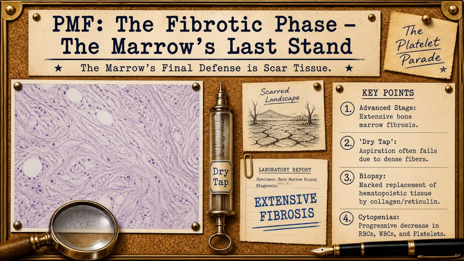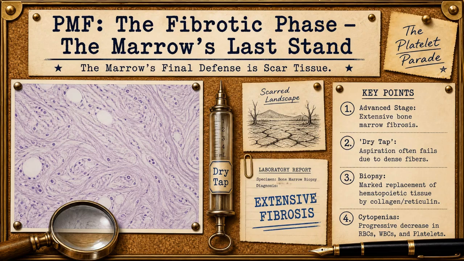Imagine trying to aspirate liquid from a sponge that's been completely filled with concrete. You're just not going to get much. This dry tap is a strong indicator of significant marrow fibrosis and should immediately raise suspicion for PMF. When you finally get a bone marrow biopsy, it will unequivocally show marked fibrosis. The normal hematopoietic tissue is largely replaced by dense collagen and reticulin fibers.